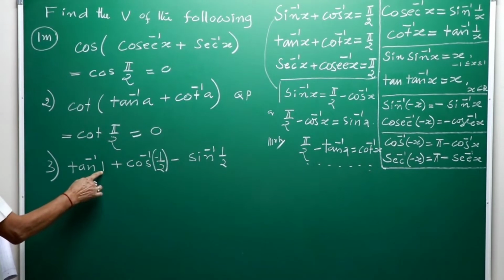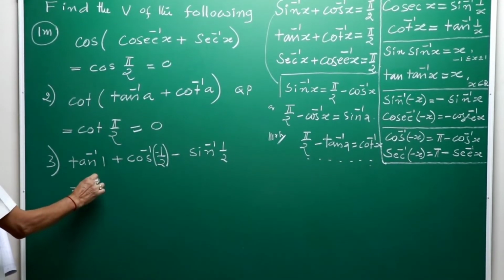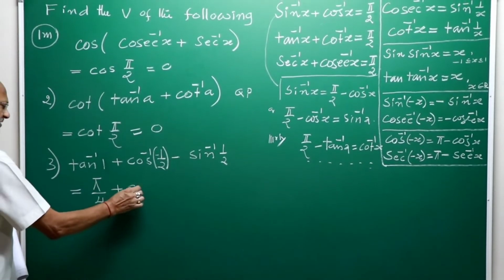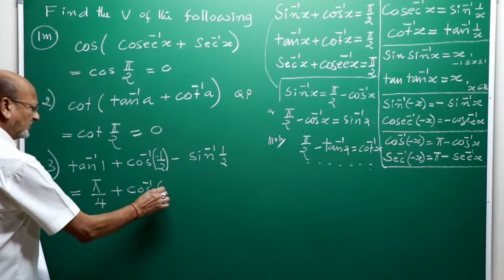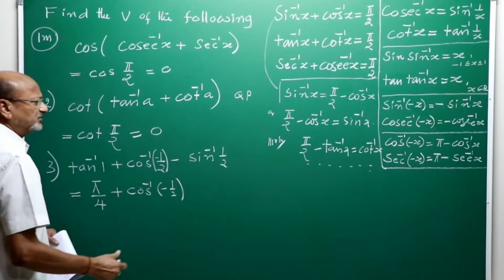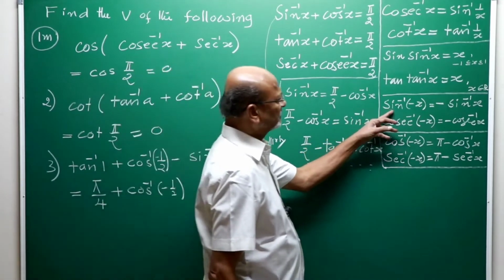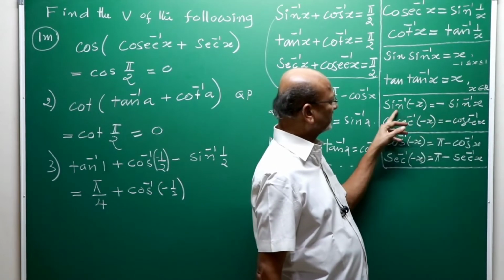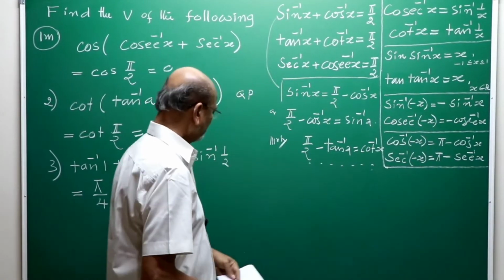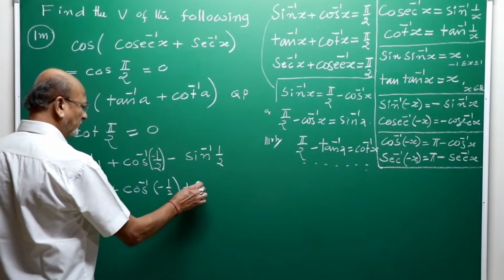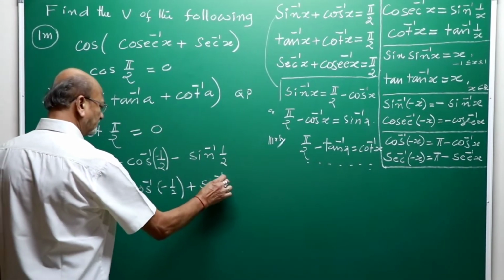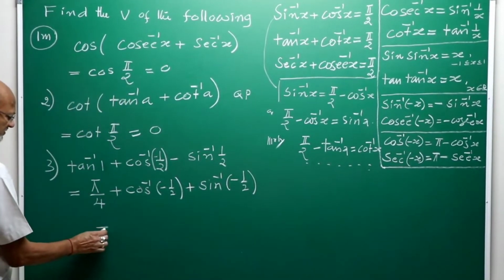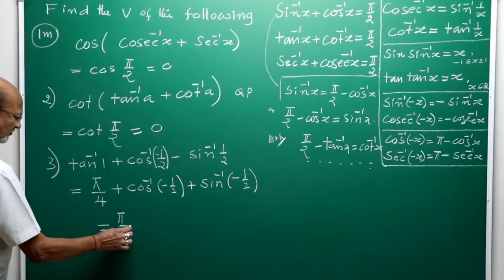Tan inverse 1 is the angle whose tan is 1. Directly you can put its value, 45 degrees or pi by 4 radians, plus. In this case, you can use the same theorem. It is minus half. Sin inverse of minus x is minus sin inverse x. Therefore, minus sin inverse x can be written as sin inverse of minus x. This becomes plus sin inverse of minus x. This is pi by 4.